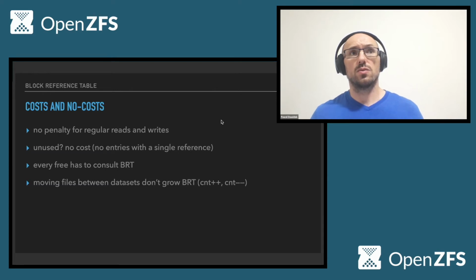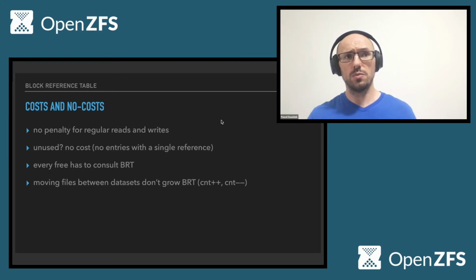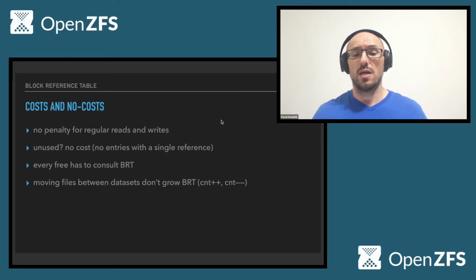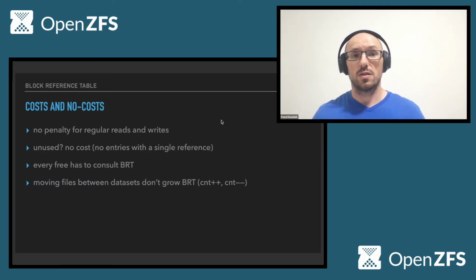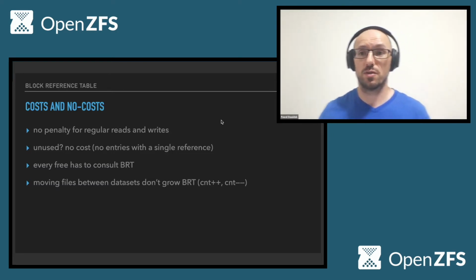And when you just want to use this feature to move files between datasets, let's say, the table won't grow because it will grow only for a short while when we put the reference into the table. But when you remove the original copy, we will remove the entries from the table. So the cost is only, well, the table will grow only for a very short amount of time.